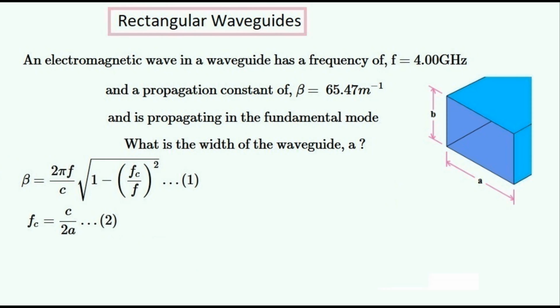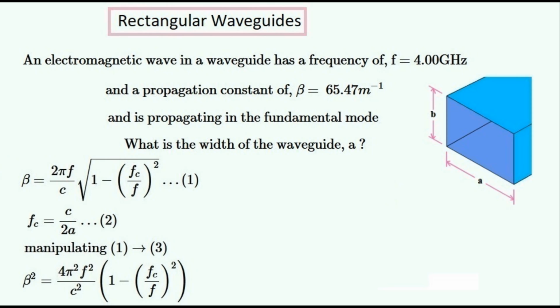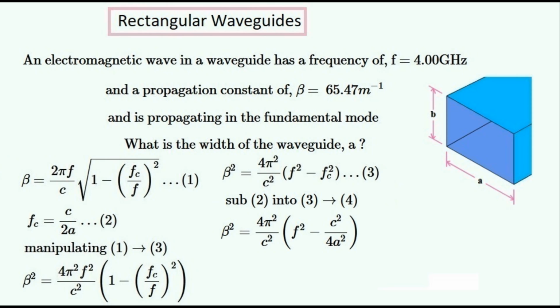We've already seen this equation in the last question. So we'll manipulate the first equation, which gives us another equation for beta. We'll substitute the second equation into this one. Now we have an equation containing all of the variables we've been given and are trying to find, and eliminating the cutoff frequency, which we don't know and are better off ignoring in this question.